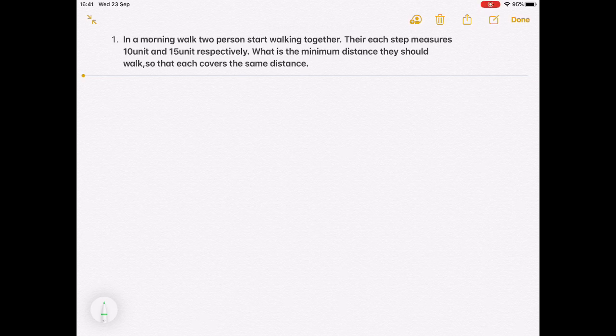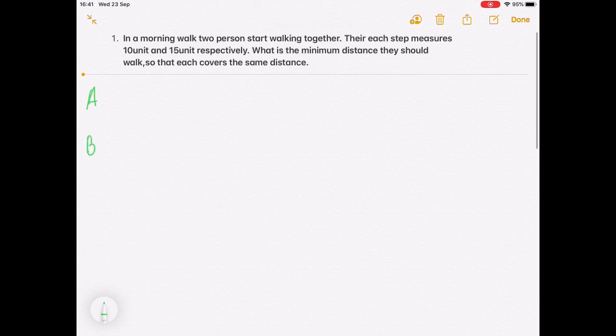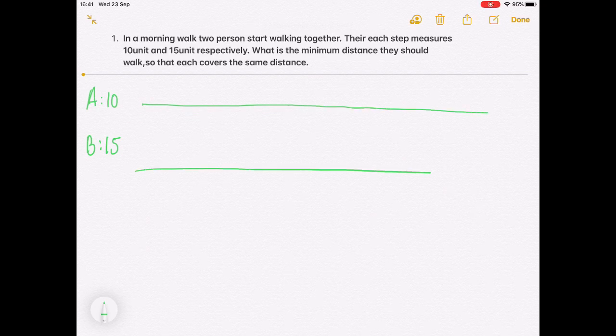Now, if we try and visualize this problem, let's say there is the first person, A, and the second person, B. Now we know that A's steps measure 10 units and B's steps measure 15 units. Let's say they start moving from this point, and this is the path they will move along, and for B this is the path.